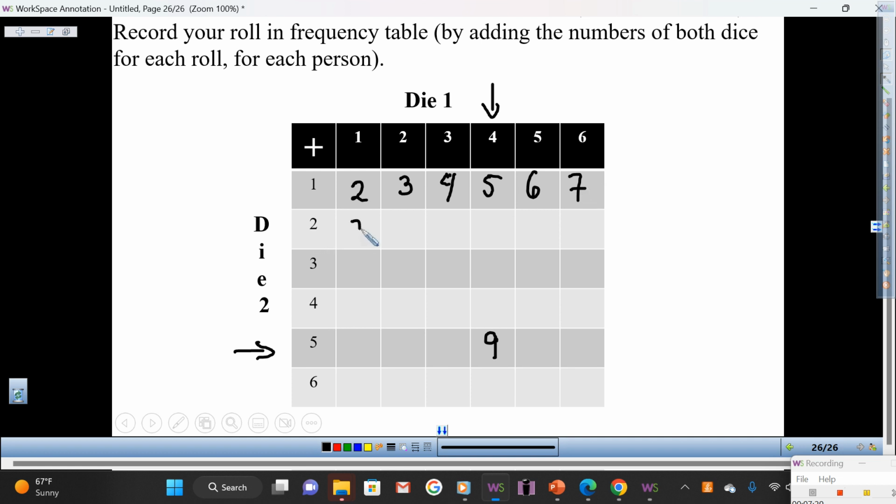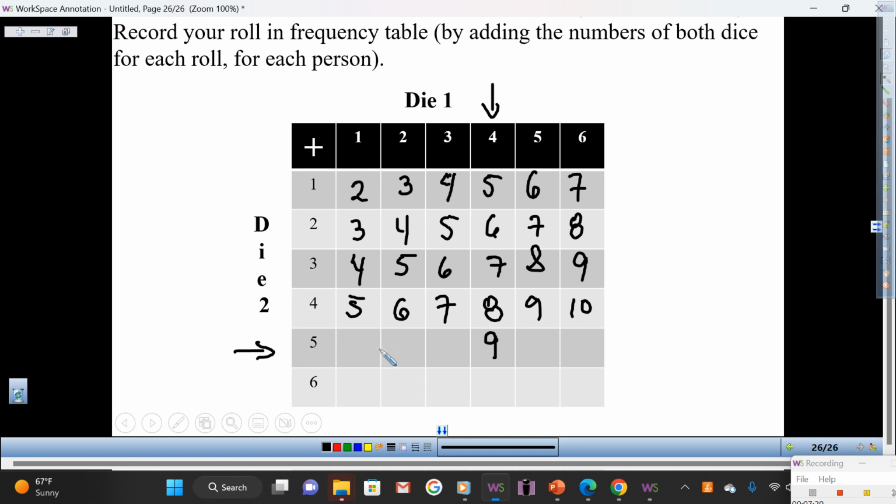This is 3, 4, 5, 6, 7, 8. Yes? So far, so good, yes? All right. 4, 5, 6, 7, 8, 9. Then we got 5, 6, 7, 8, 9, 10. Then we got 6, 7, 8, 9, 10, 11. Then we got 7, 8, 9, 10, 11, and 12.